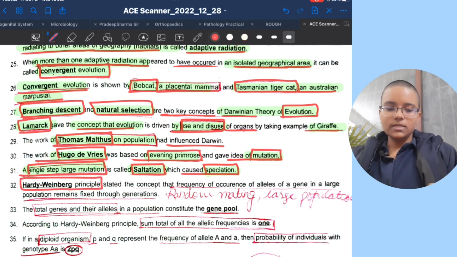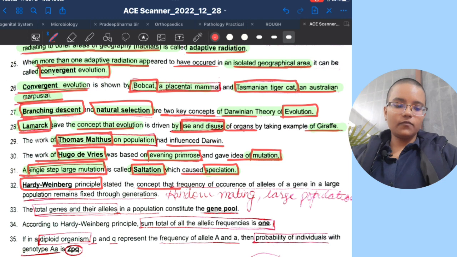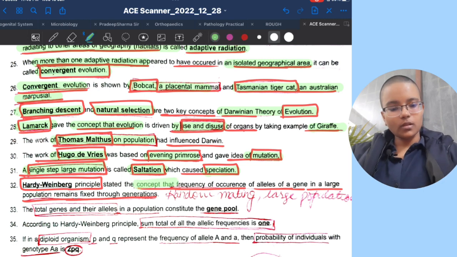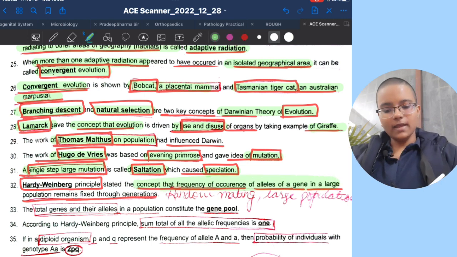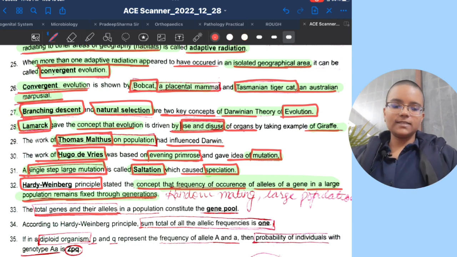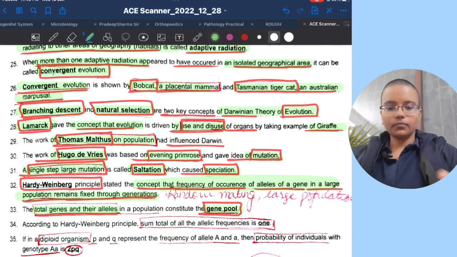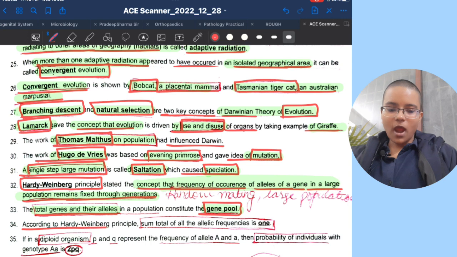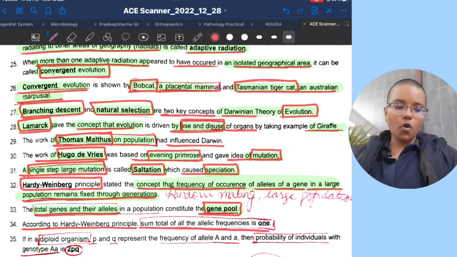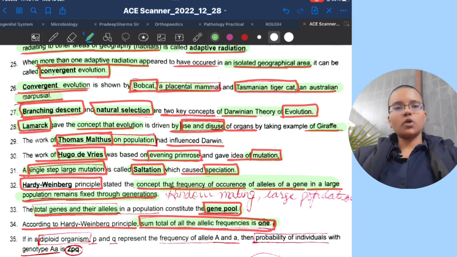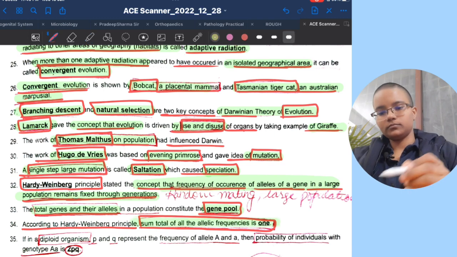The Hardy-Weinberg principle stated that the frequency of occurrence of alleles of a gene in a large population remains fixed through generations. The total genes and their alleles in a population constitute the gene pool. According to the Hardy-Weinberg principle, the sum total of all allelic frequencies is 1: p squared plus q squared plus 2pq equals 1.